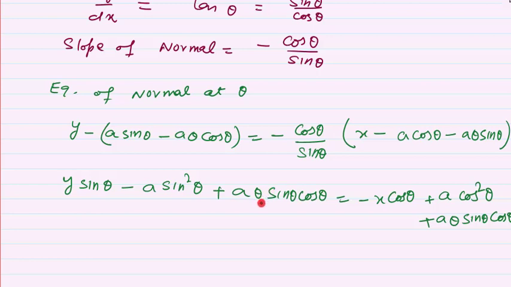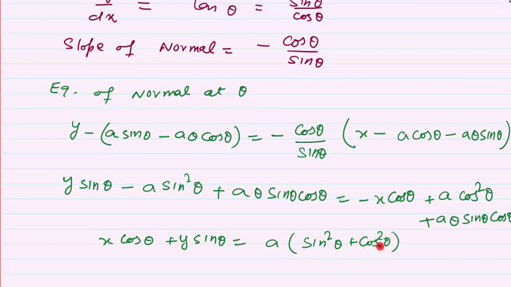If we observe, then a theta sin theta cos theta is the same on both sides, so it can be cancelled, and let us transpose all the values to the same side. It is x cos theta plus y sin theta is equal to, this a sin square theta with negative sign changes to plus a sin square theta, and on the right hand side we are having sin square theta plus cos square theta, which is nothing but simply 1.